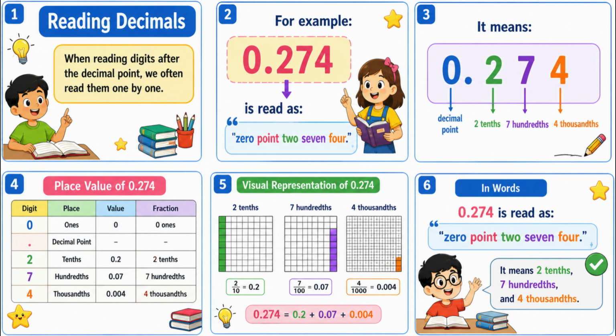Reading decimals. When reading digits after the decimal point, we often read them one by one. For example, 0.274 is read as zero point two seven four. It means 2 tenths, 7 hundredths, and 4 thousandths.